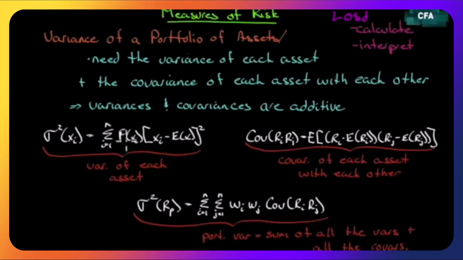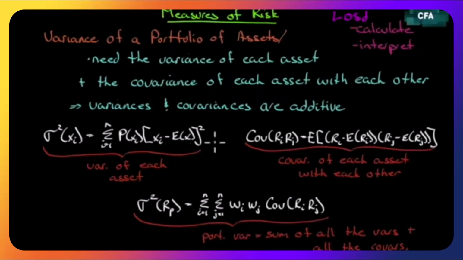And so this is just a weighted average of the squared deviations. This will give us the variance of each asset. When we move over to the covariance of each asset with each other, all we're really doing is, instead of looking at squared deviations, we're multiplying across. They're just cross products to get the covariance of each one.